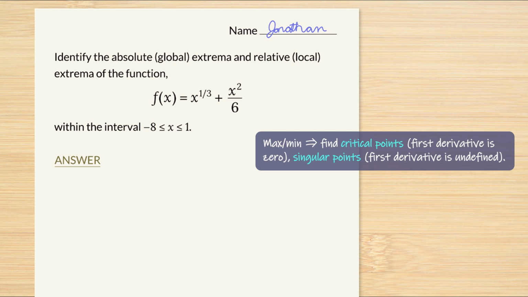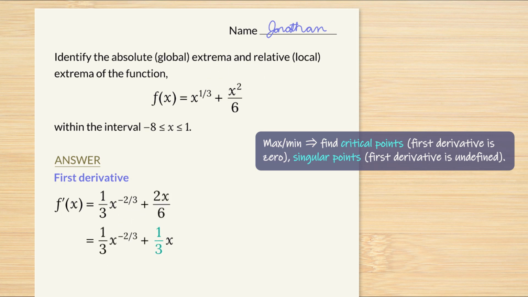In order to find critical points and singular points, we begin with the first derivative of the function. This is a relatively easy function to differentiate. Just use the power rule. First, we bring down the power of a third to be a coefficient, so 1/3 x, and then subtract the power by 1, -2/3, plus 2/6 x to the 1. Let's simplify that 2/6 to become a 1/3.